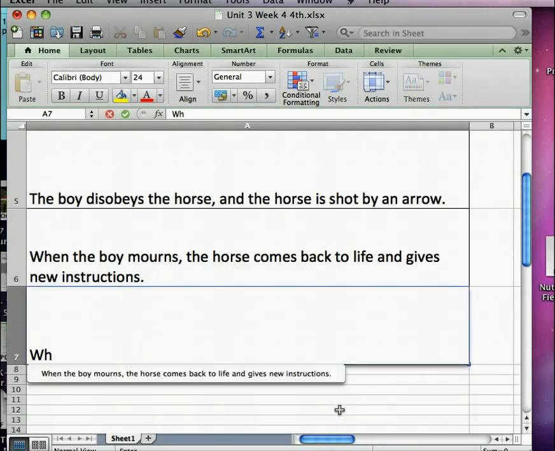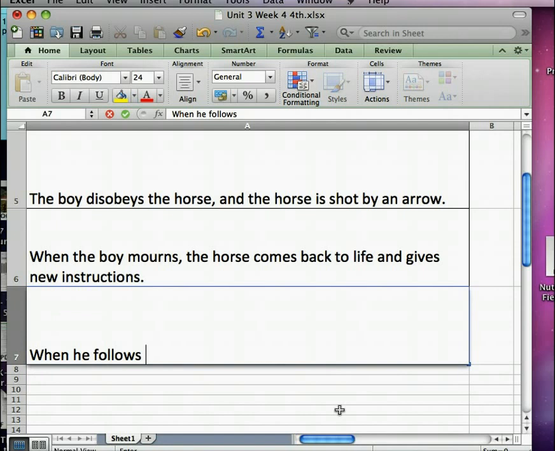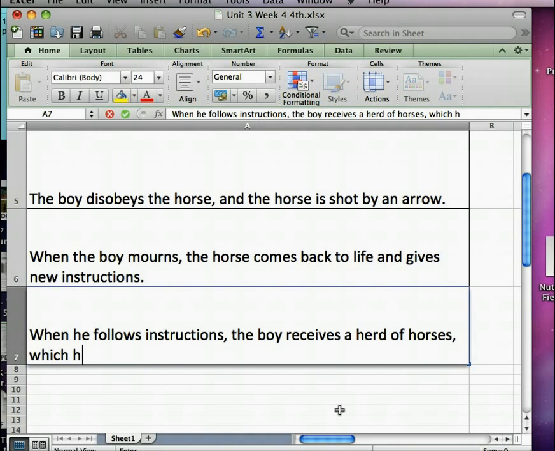So we're going to say, when he follows instructions, the boy receives a herd of horses, which he will use to help others.